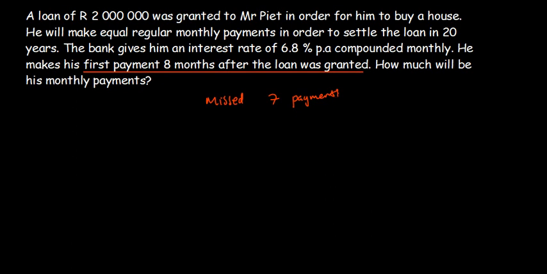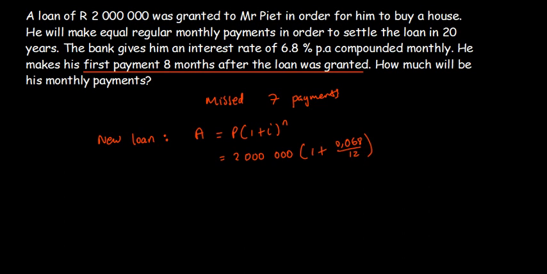Now because he missed 7 payments, this loan is going to grow for that period whereby he was missing the payments. So how will it grow? You will use this one to get the new loan, okay? To get the new loan, which is the new present value. So you say A is equal to P into 1 plus i to the power of n, right? P is the old loan, remember, which was 2 million rands. And then the interest does not change, it's still 0,068 divided by 12. And then the n will be the number of missed payments, which is 7.